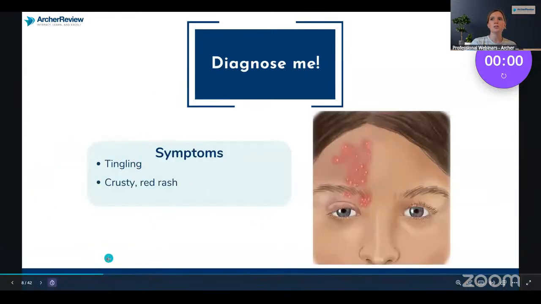Okay, so next patient. This patient comes in and tells you they've got tingling on the side of their face at first, and then they had a red crusty rash show up. What do you guys think this could be?